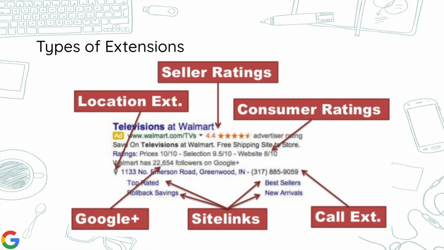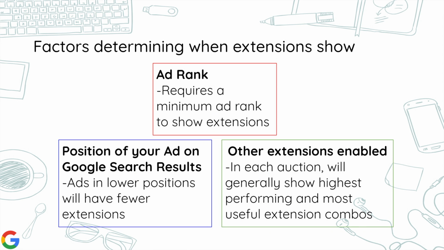There are several factors that determine when your extensions actually show, and those are your ad rank, the position of your ad on Google search results, and other extensions enabled. A minimum ad rank is required for extensions to show, and ads in lower positions on Google search results will have fewer extensions. In each auction, Google will typically show your highest performing and most useful combination of eligible extensions and formats.